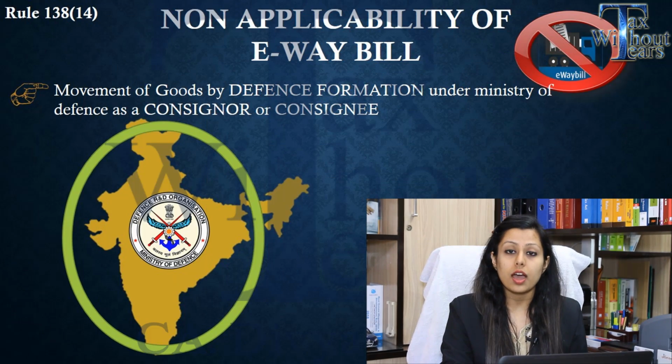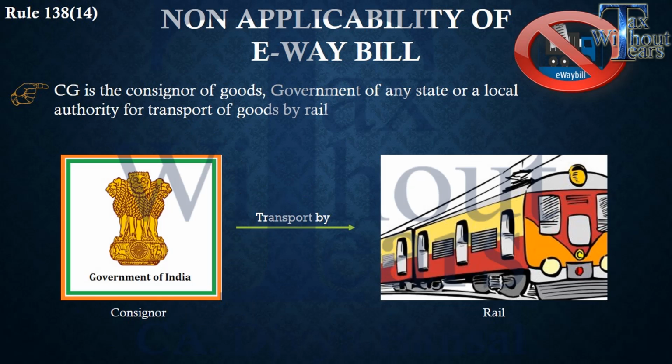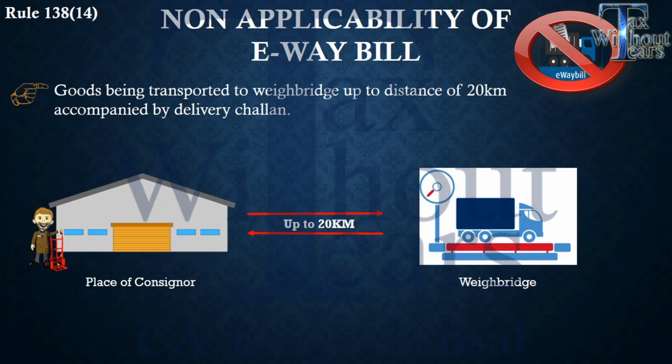Then comes movement of goods by defense formation under the Ministry of Defense as consignor or consignee. Then is when the central government or the local government etc. is the consignor of goods and the goods are being transported by railways. Again, no need to generate e-way bill. Then it is empty cargo containers which are being transported. Next is goods being transported to weight bridge up to a distance of 20 kilometers accompanied by the delivery challan as per rule number 55.